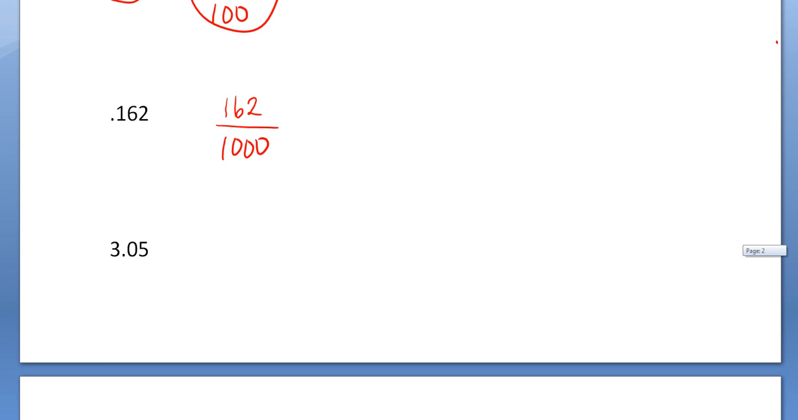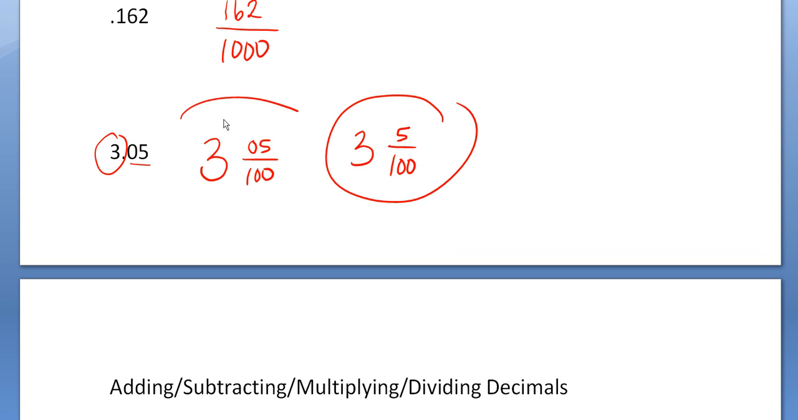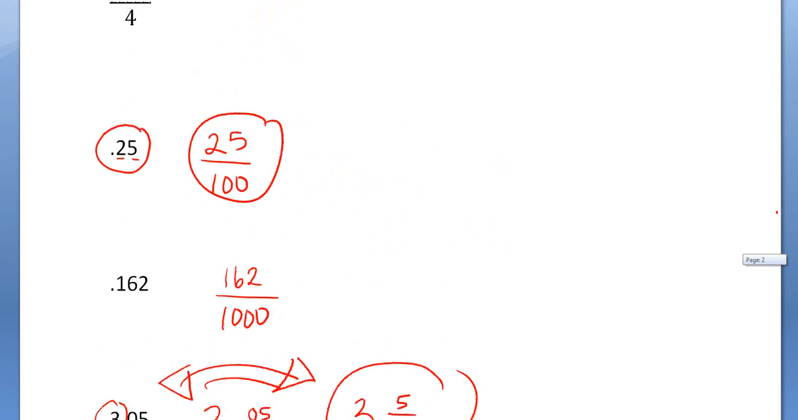Take a look at this one, 3.05. This 3 is a whole number, so I'm going to put it out in front. This says 0.05 or 5 hundredths, because this 5 is in the hundredths position. So I can rewrite this as 3 and 5 hundredths, which, yes, is a mixed fraction, which I said I hate. I'm going to leave it like this right now, though, because you can see how we get from one to the other.